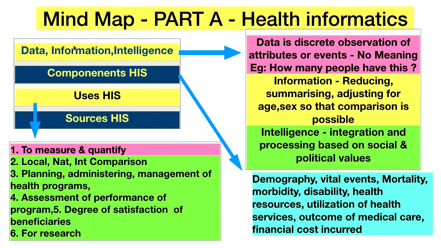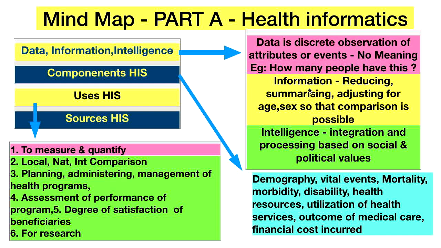So we can see here data, information and intelligence. What is the difference between these three? Data: suppose we have a collection of details regarding 10,000 people's height in a particular area, say in Tamil Nadu. So this is just a discrete observation. It is not going to give any meaning. So data is discrete observation of attributes or events. It has no meaning. Second thing is information.